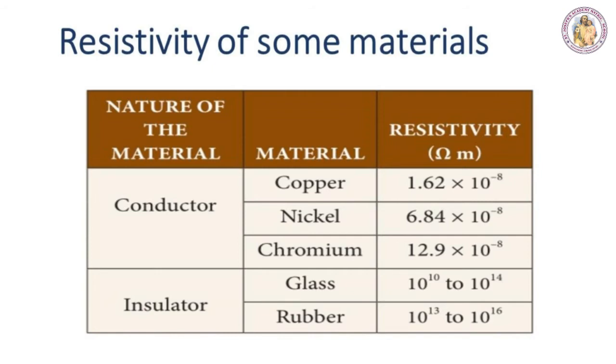Nature of the material: conductor: copper, nickel, chromium. Copper resistivity is 1.62 into 10 to the power minus 8. Nickel 6.84 into 10 to the power minus 8. Chromium 12.9 into 10 to the power minus 8. Insulator: glass, rubber. Glass is 10 to the power 10 to 10 to the power 14. Rubber 10 to the power 13 to 10 to the power 16.